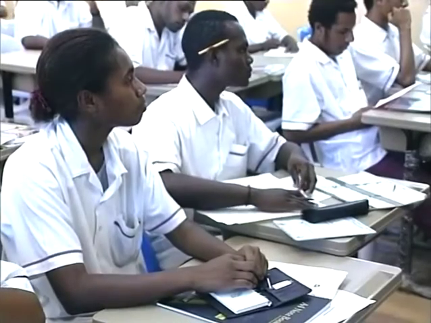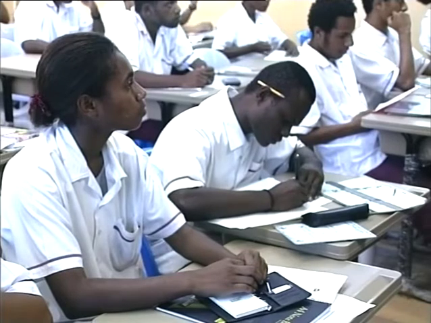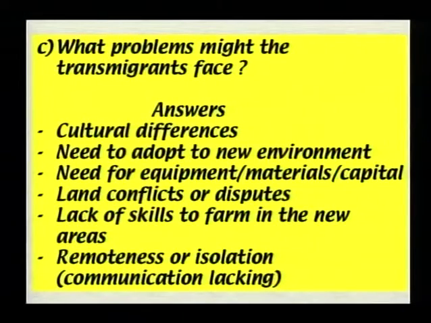We also looked at some of the problems that are experienced by the transmigrants, and some of the answers that were given were very good. We looked at cultural differences between the people moving from perhaps the urban and the town areas of Java into the rural setting of the outer islands. So definitely there will be cultural differences. We also mentioned that there is a need for the transmigrants to be able to adapt to the new environment they are moving into. We looked at the need for equipment, materials, capital, especially money, so that the transmigrants can be able to survive out there in those areas they have been sent to.